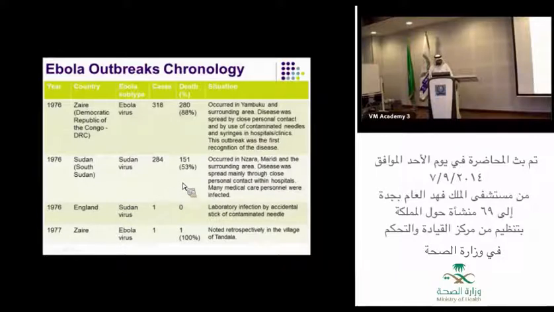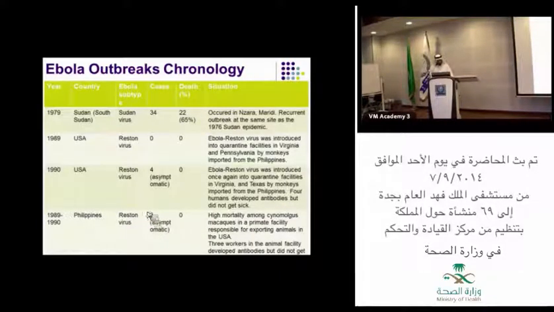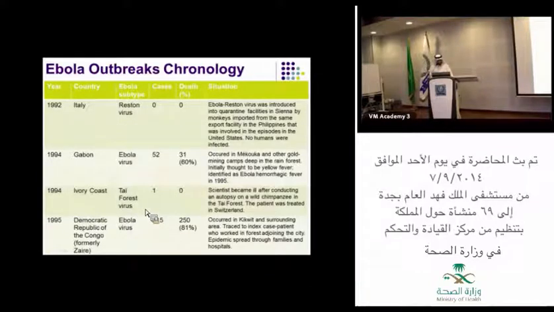This is just a summary. I'll leave it for those of you who are interested to read the history of Ebola since the beginning in 1976 in Zaire, where we had 318 cases, 280 of them died, so 88% mortality. Then in Sudan, we had 284. England imported a case from Sudan, one case, and he survived. In Zaire, another case. And then you'll see that you have the history of what happened.